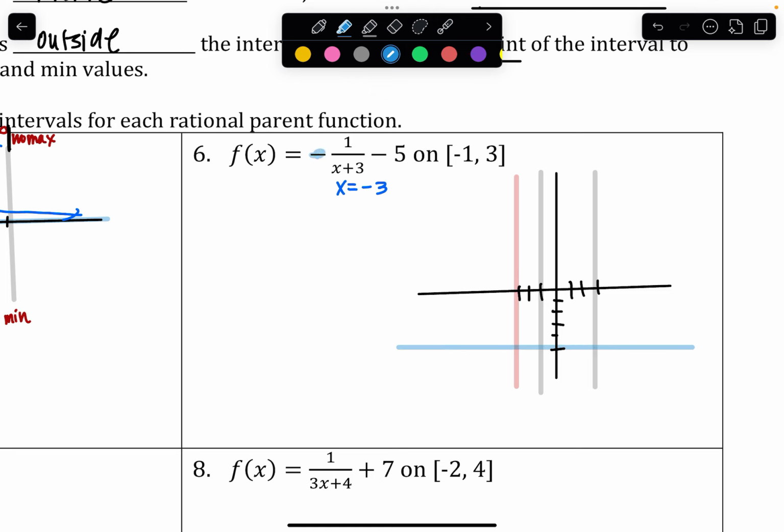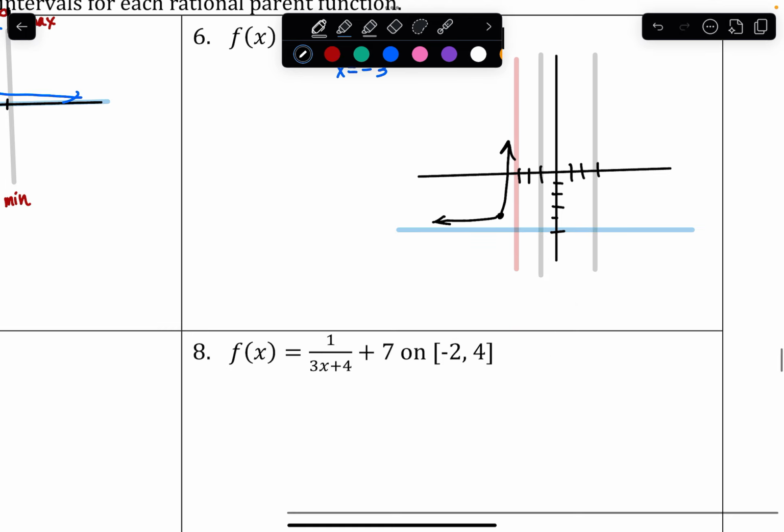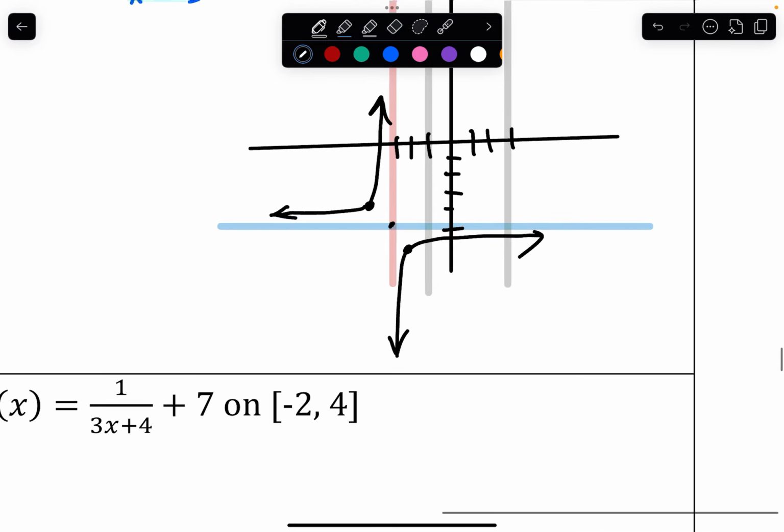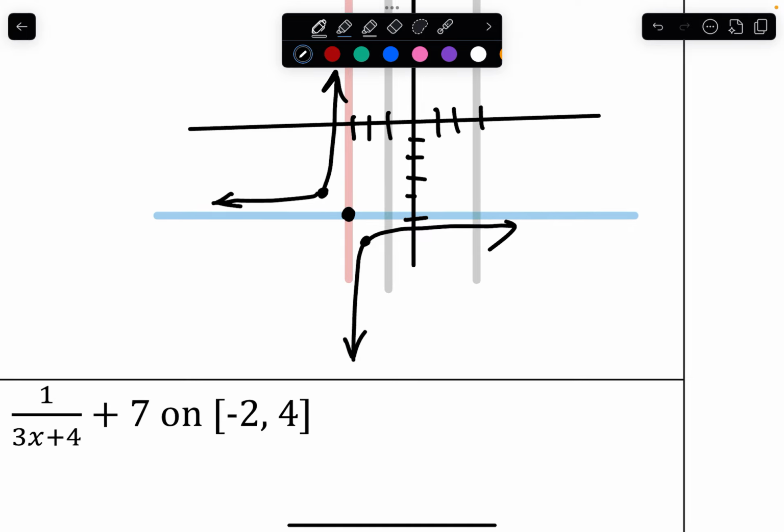And there's a reflection, and so it's going to be in quadrants 3, 2 and 4. Okay, quadrants 2 and 4 with my point of symmetry as the new origin. Okay, so this function is increasing on our interval. And so this will be our minimum, and this will be our maximum.